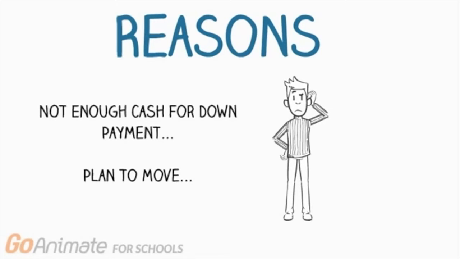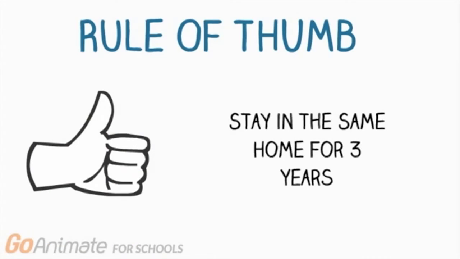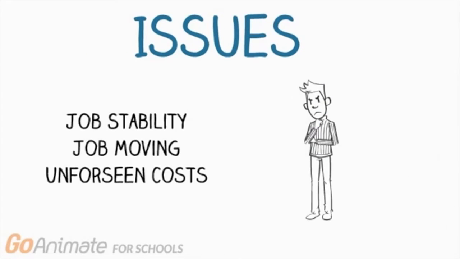Or you may plan to move. If your situation is not a stable situation right now, and you may move in the next 3 years or less than 3 years, then you might be better off renting. The rule of thumb really is that you need to be able to stay in a house 3 years in order to make it worthwhile in terms of buying. And perhaps another issue might be that your job is unstable. You're not sure whether you're going to have this job next year, or maybe you're not sure whether your employer is going to move you to another location.